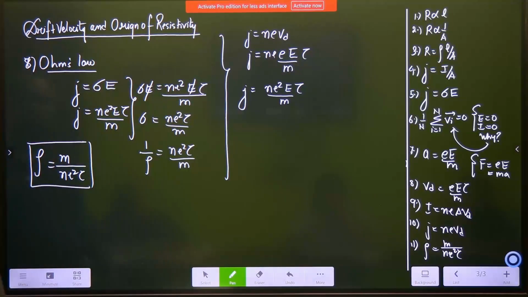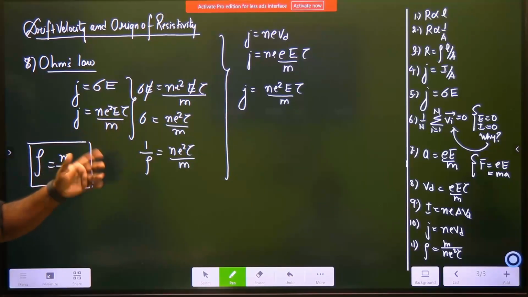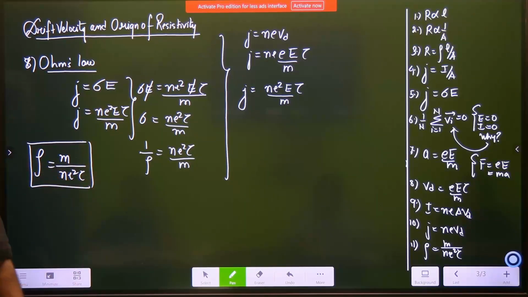Now ask yourself, is the resistivity a constant? Yes. Look at these terms. Is the mass of an electron constant? Yes. Is N a constant? Yes. Is e a constant? Yes. Is tau a constant? Usually 10 to the power minus 14. Yes, they are constant. So what does this mean?